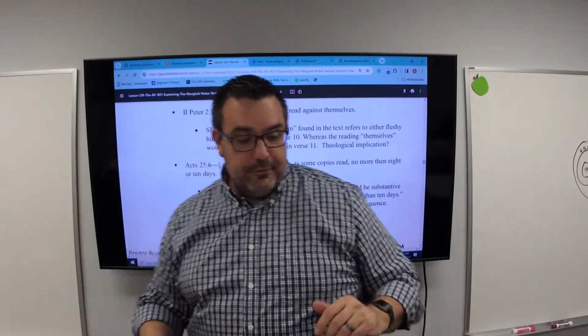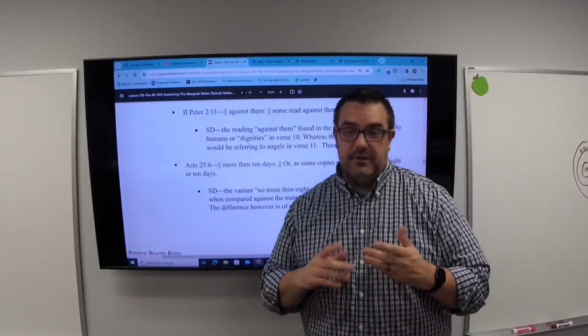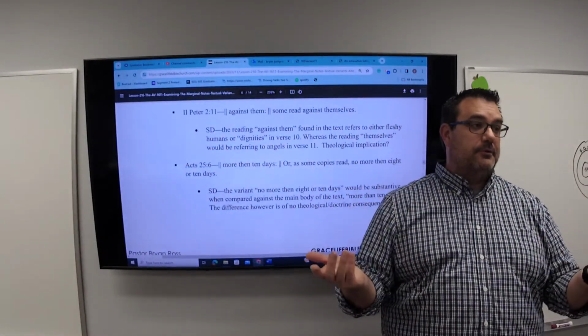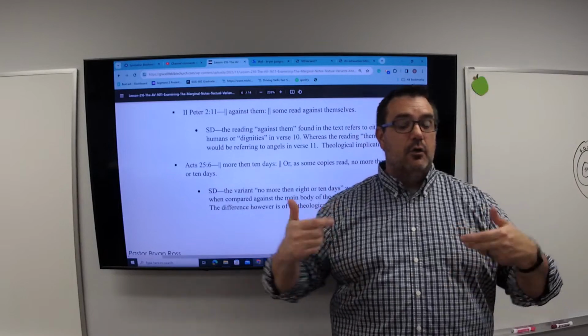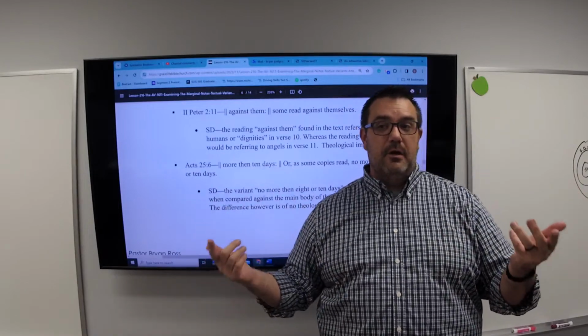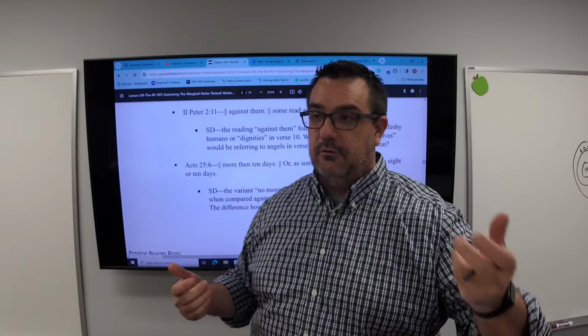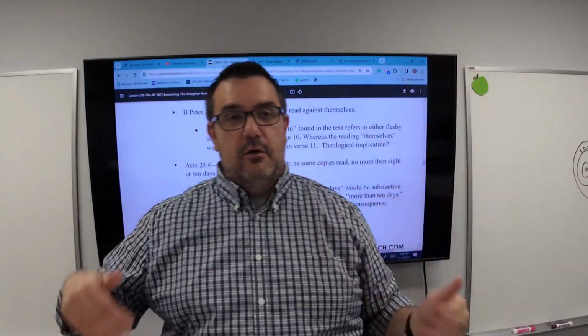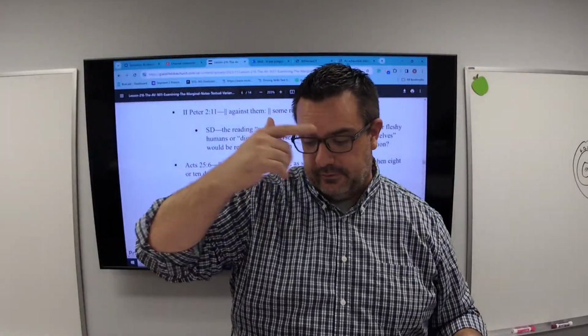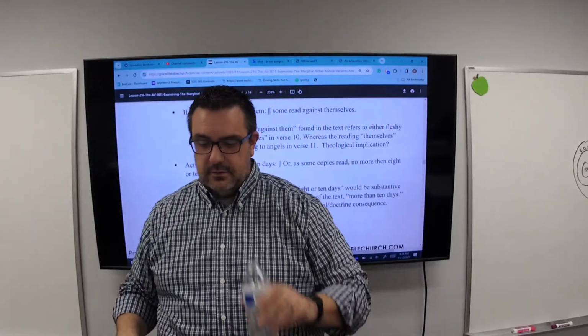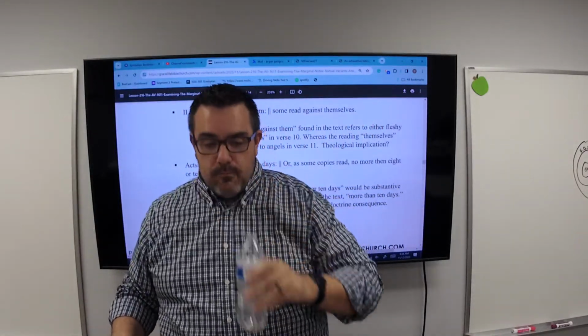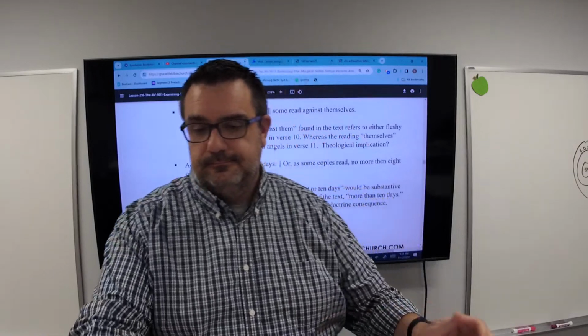But I do note this: the difference between the text and the margin is substantive, because it's impacting who the verse is referring to, who the "them" or "themselves" is referring to. Is it referring back to people in verse 10, or is it referring to the angels in verse 11? Verse 11 says, "whereas angels, which are greater in power," and you have to ask yourself, greater than who? The dignities in verse 10.